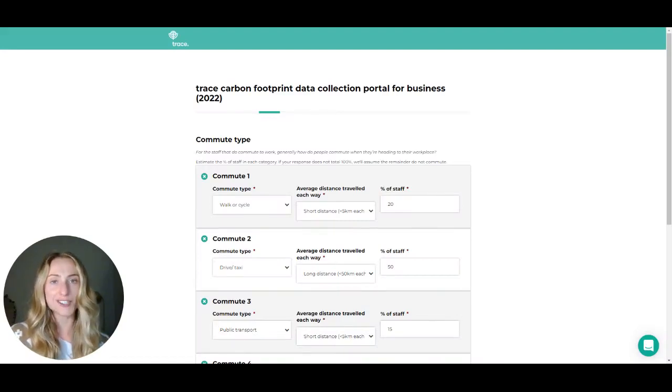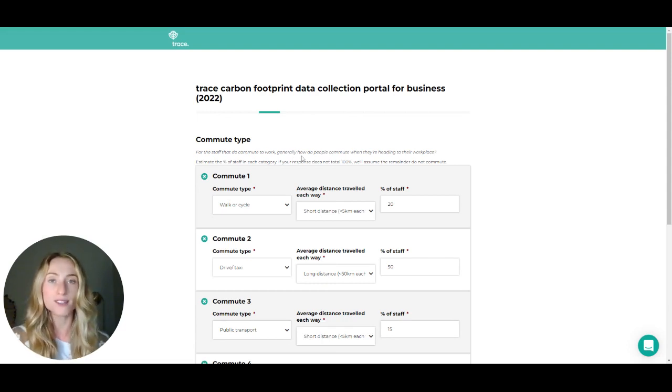Next up in the data collection process is Commute. We've broken Commute into three main categories: walking or cycling, driving by car, including taxis and rideshare, and public transport. If employees work entirely remote, please select NA.